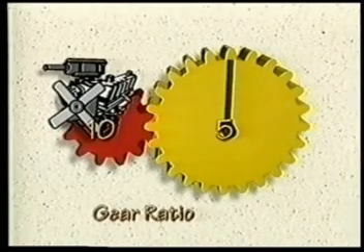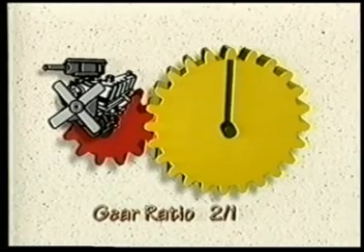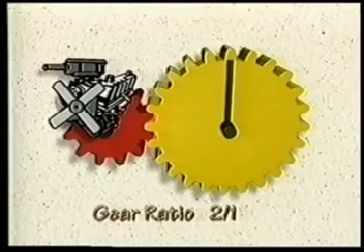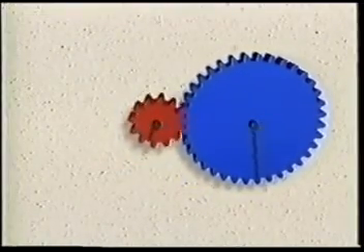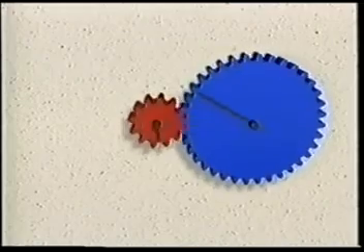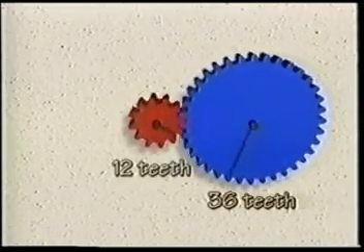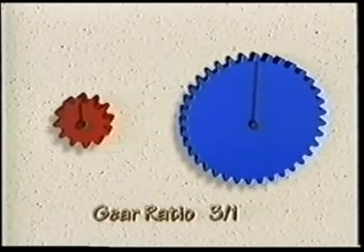Since the 12-tooth red driver gear must rotate twice for every 1 revolution of the 24-tooth yellow driven gear, this represents a 2-to-1 gear ratio. The larger the gear ratio, the slower the driven gear will turn in relation to the driver gear speed. The gear ratio can be changed by changing the size of the gears. In this example, the blue gear with 36 teeth is 3 times larger than the red gear. This gear ratio is 3-to-1.